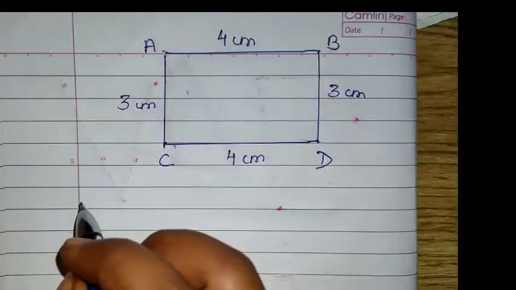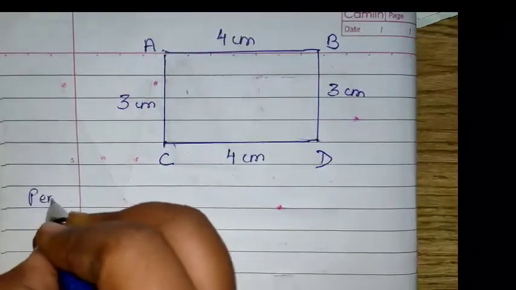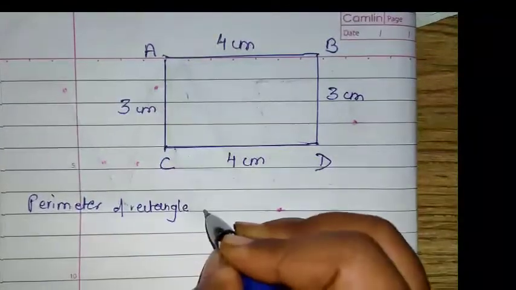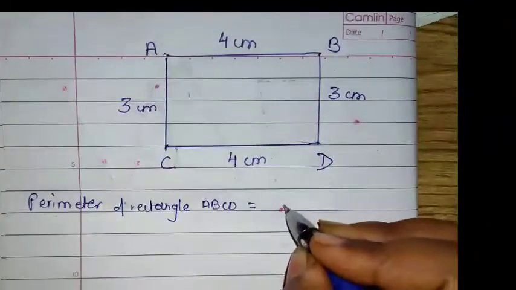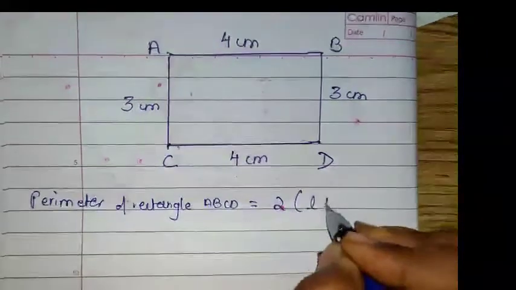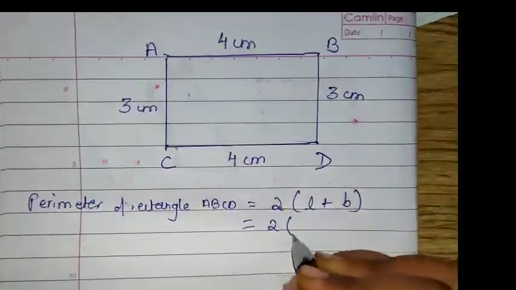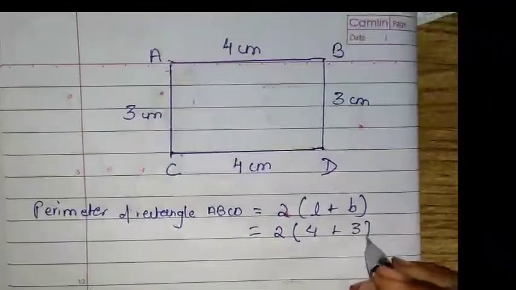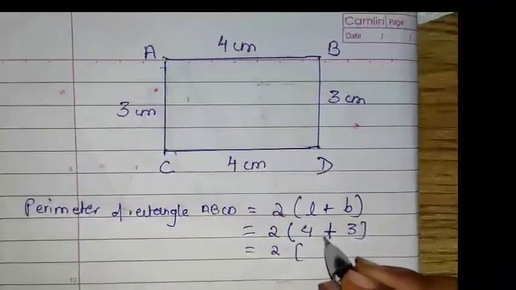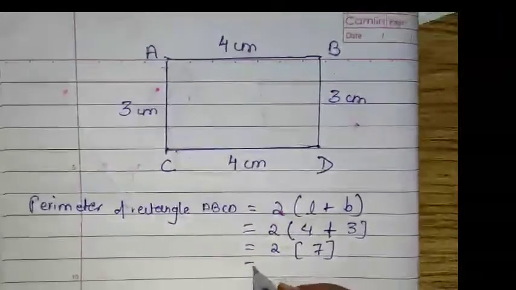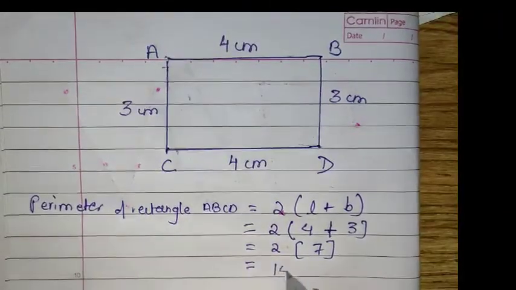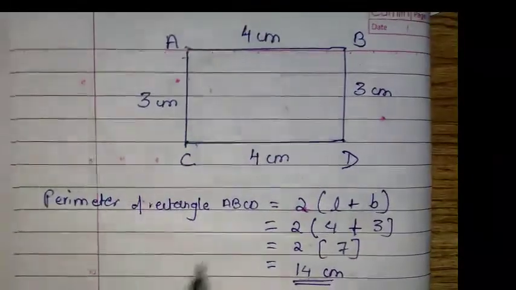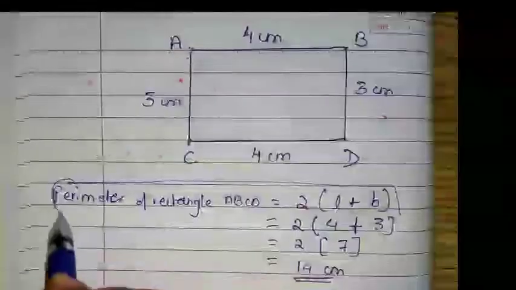So now let's take another example. So we have over here perimeter of rectangle ABCD is equal to, so we have the formula twice length plus breadth. After substituting the values, we have length 4 centimeter and breadth, which is the shorter side, 3 centimeter. After adding the length and breadth we get 7, and after multiplying 2 with 7 we get 14 centimeter. So this is the shortest and quickest way to find the perimeter of a rectangle by using the formula twice length plus breadth.